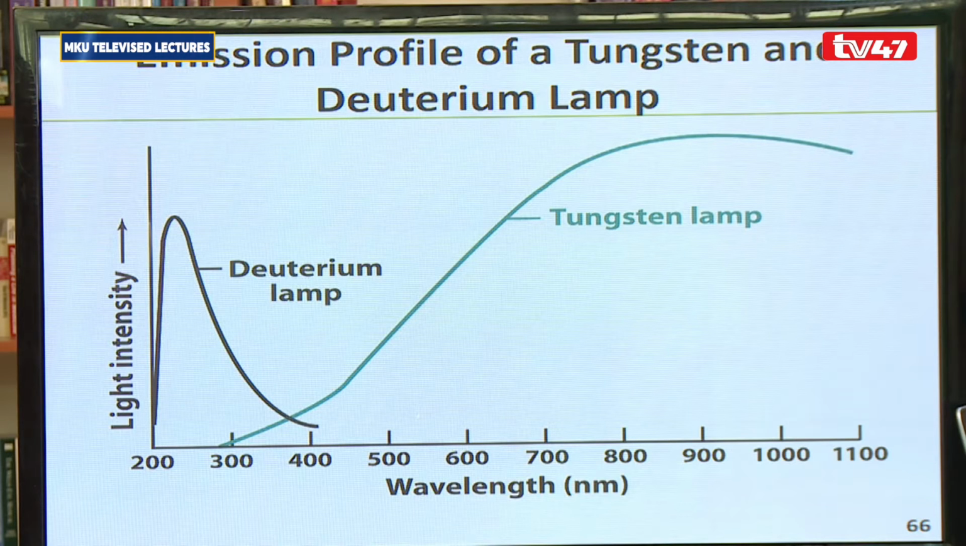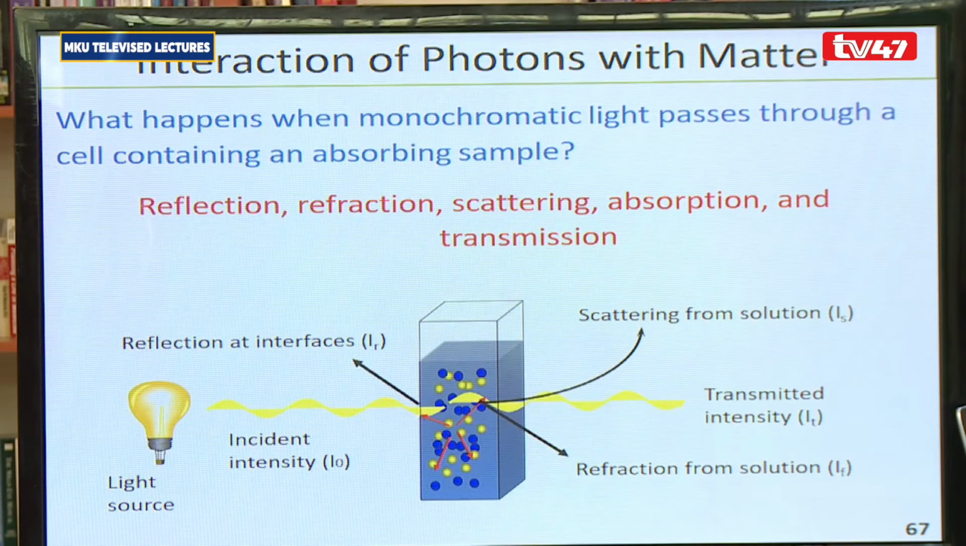And what happens is, by the time the deuterium lamp is no longer giving you maximum intensity, the tungsten lamp picks up and starts giving you some energy in the visible region. So that is the importance of the two lamps in the UV region. We've also looked at the interaction of electromagnetic radiation with matter.